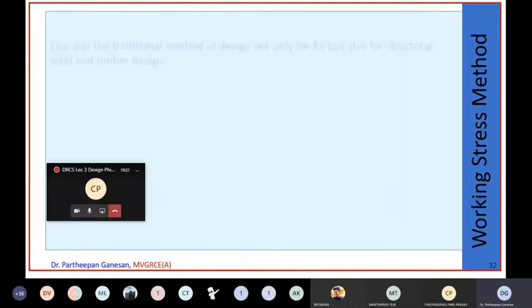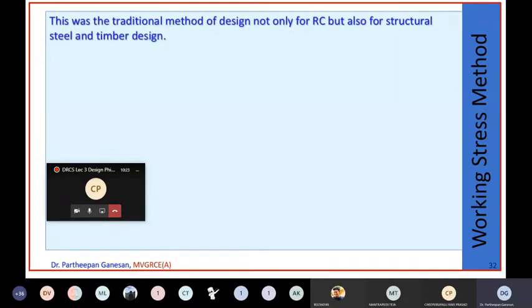So we were discussing the working stress method. As I told in the last class, the working stress method is used not only for designing reinforced concrete structures, but also structures made of steel, timber, etc. Right?